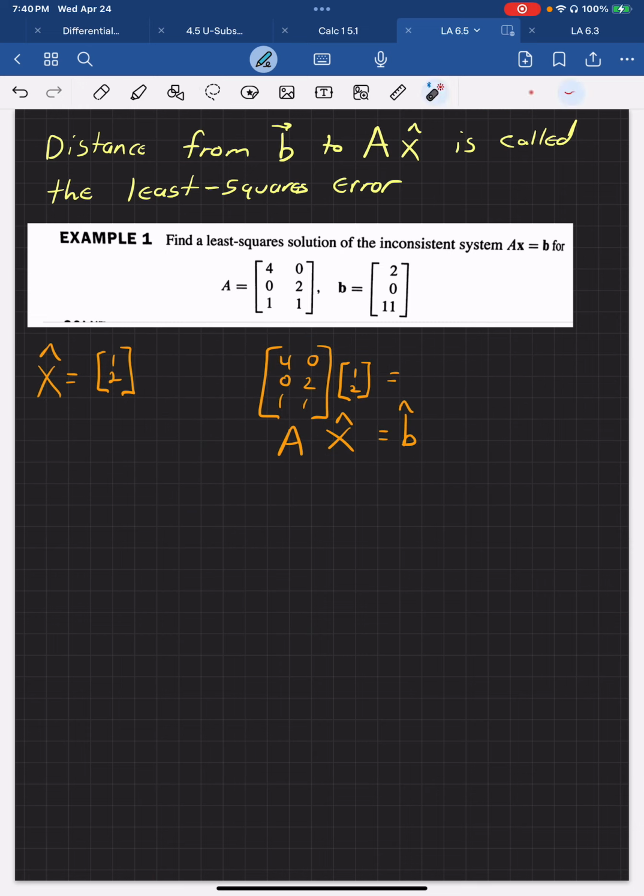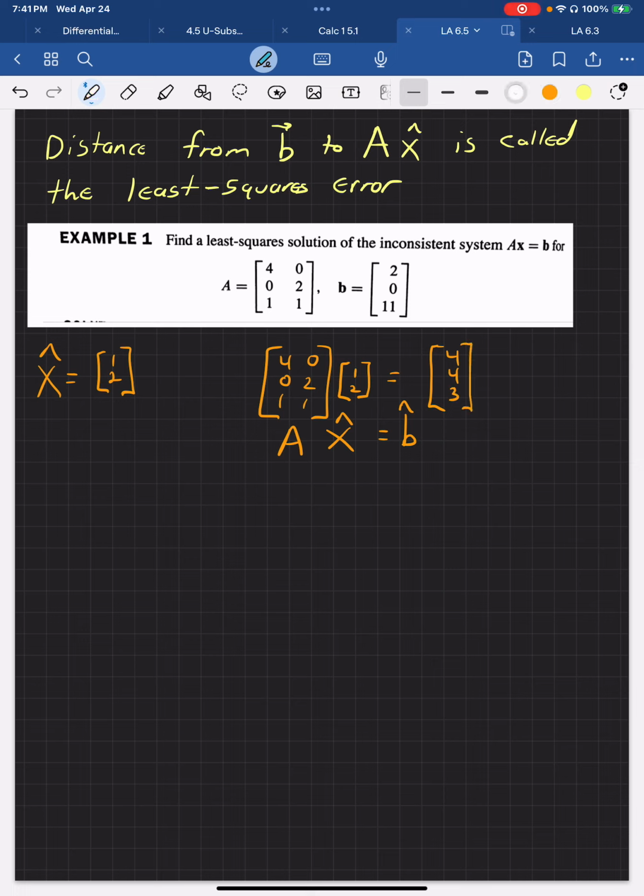We went through the work and we were able to find X hat is 1, 2. The part that I had left off is, well, let's use matrix A multiplied by X hat, and let's see what that gives us. It would be nice if it would give us B. That's not possible. So in this scenario, B hat is 4, 4, 3.